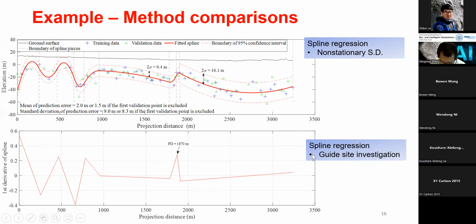And for the spline regression, another feature is that because of the cubic polynomial function, we can easily calculate the first derivative. From this information, we can guide site investigation. For example, here the first derivative is very large. It denotes a very sharp increase in the rock head elevation. So we can place more boreholes when we do site investigations.